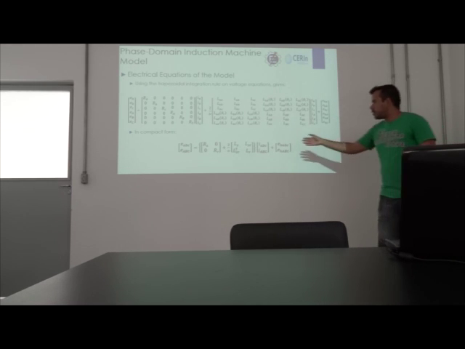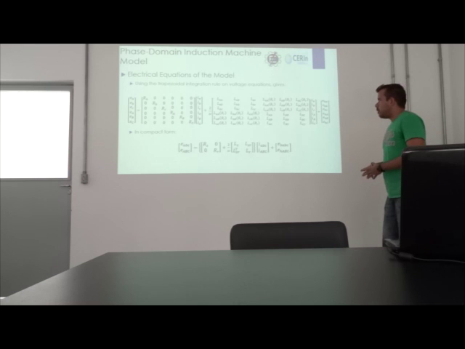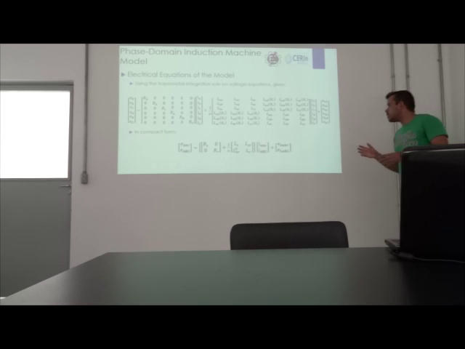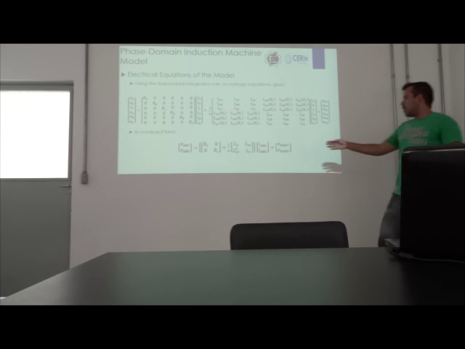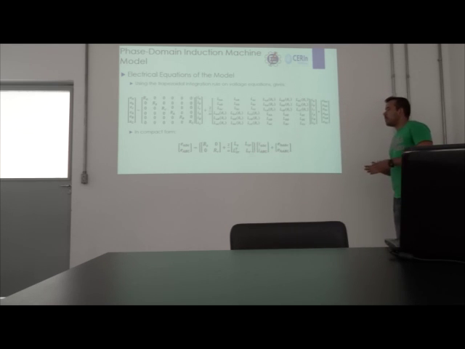Note that in this expression, Rs represents all the stator resistances, Rr represents all the rotor resistances, Ls is a submatrix that represents all the inductances related with the stator side, Lr represents all the inductances related with the rotor side, and Lsr is a submatrix that represents all the inductances related with the stator and rotor side. This is the time varying mutual inductances.